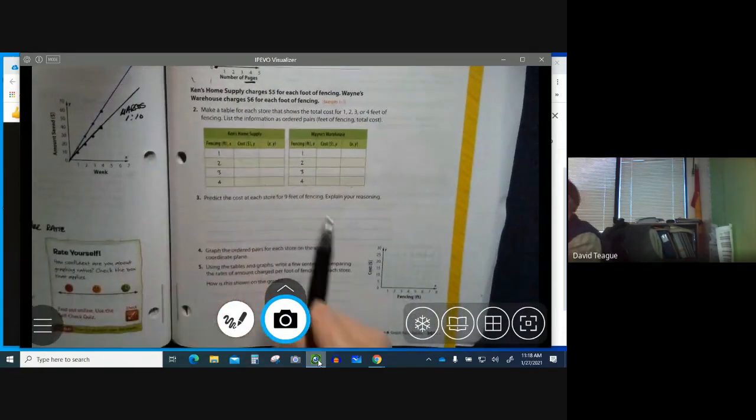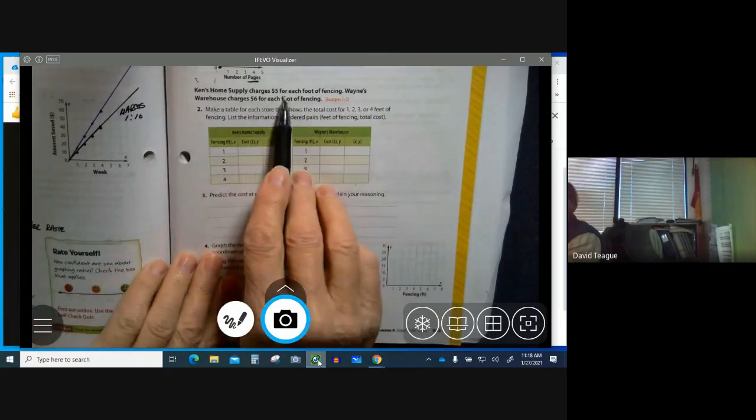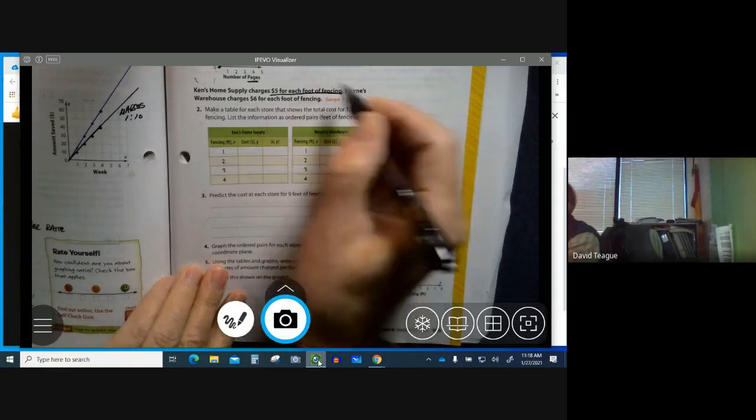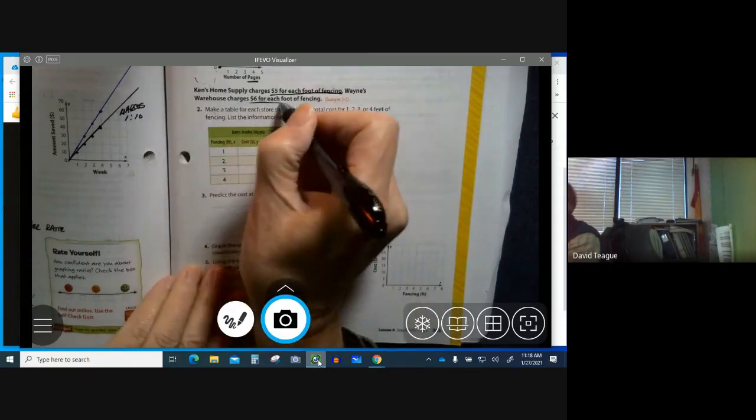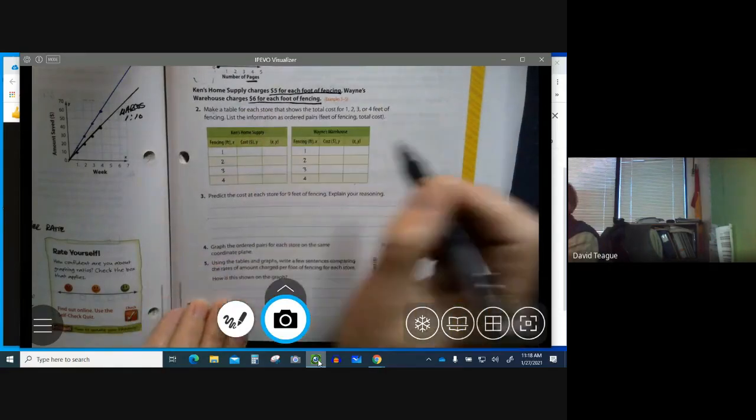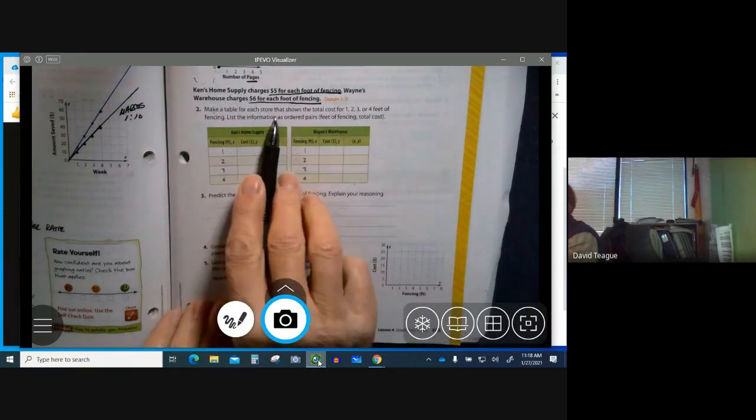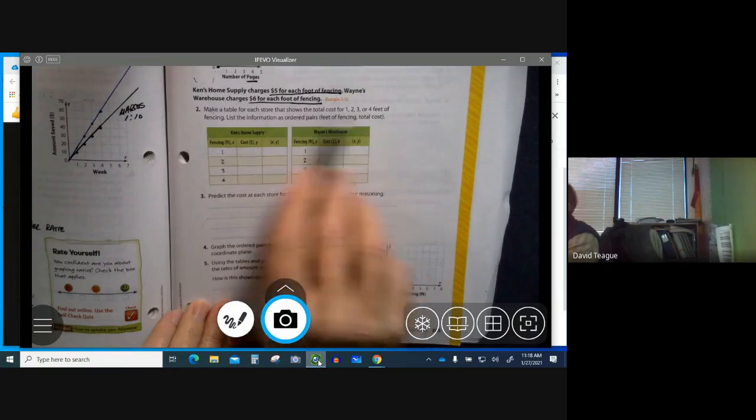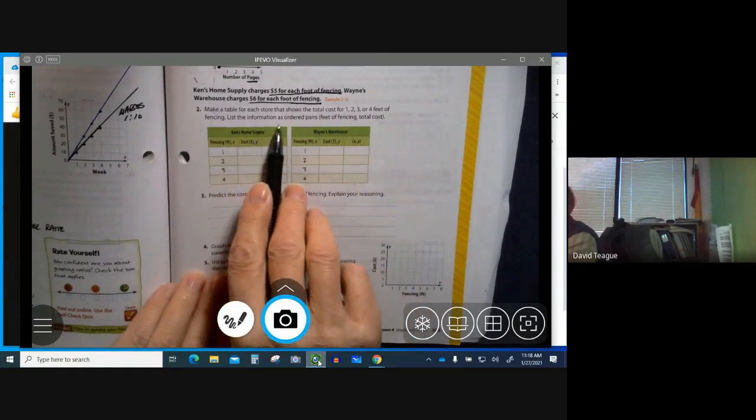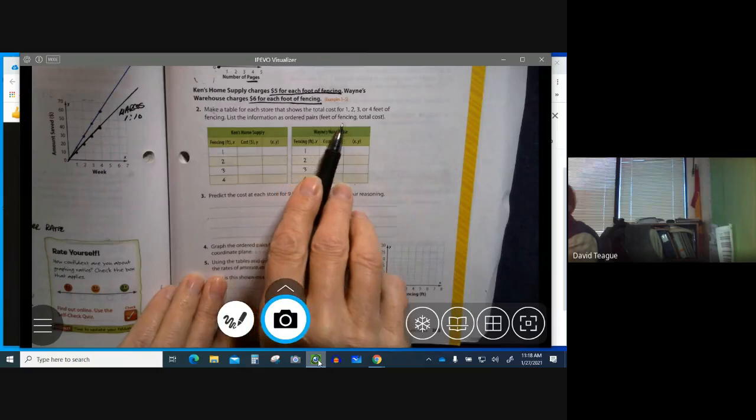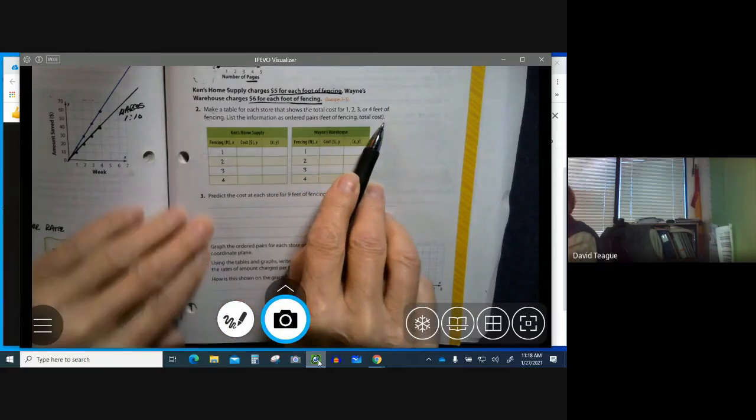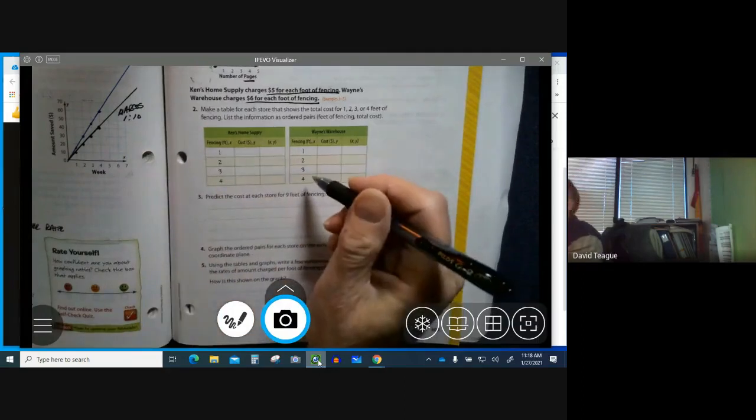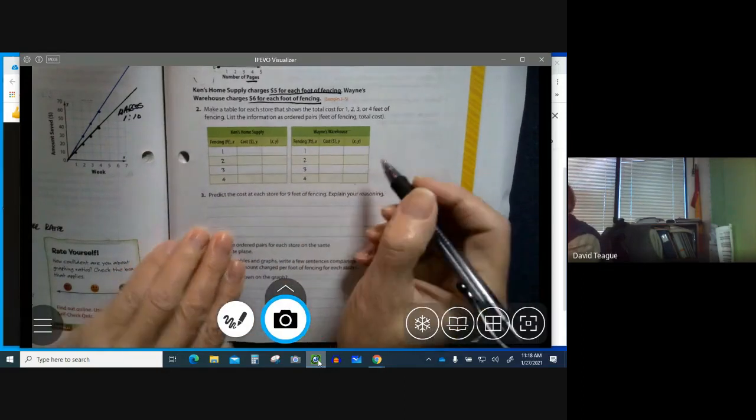We have Ken's Home Supply charges $5 per foot for fencing, and Wayne's Warehouse charges $6 per foot for fencing. Make a table for each store that shows the total cost of 1, 2, 3, and 4 feet of fencing. List the information as ordered pairs, feet of fencing, total cost. Okay, so we have two ratio tables that we need to complete and to create the ordered pairs.